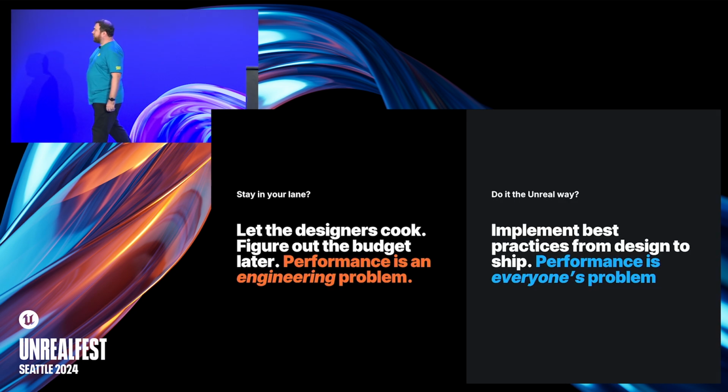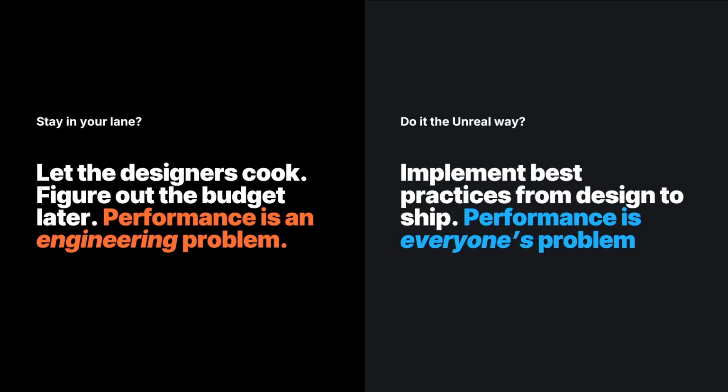So the way I see it, there's two different ways that you can approach a project when starting in Unreal. You can stay in your lane and let the designers cook, figure out the budget later, make it an engineering problem: just take the cool mock-ups, get them into the engine, get a project out the door, and then call up your engineering team and tell them to fix the frame rate. Or you can do it the Unreal way. Implement best practices from design to ship. Make performance a little bit of everyone's problem. Make good decisions from the beginning so that you don't have to call up the engineers later. So we're going to talk about the second one, because that's the Unreal way.